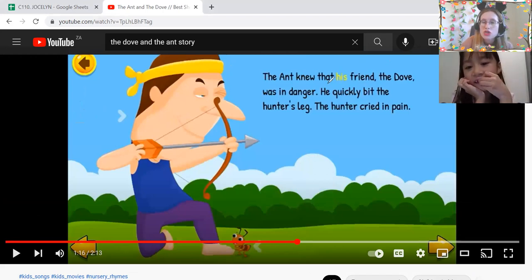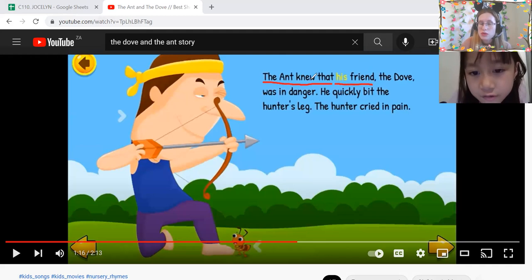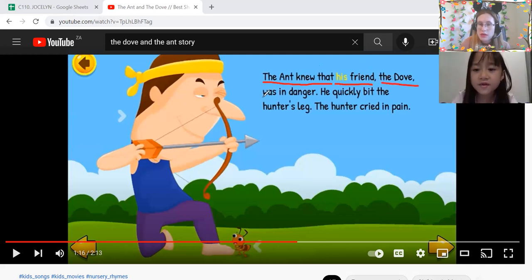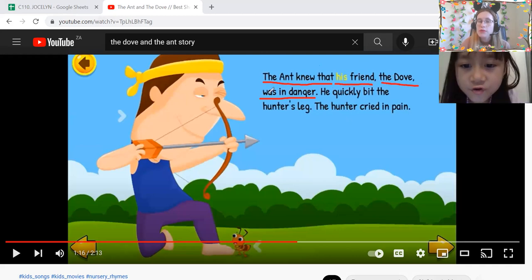The ant knew that his friend. The ant. Knew that his friend the dove was in danger. The dove was in danger.